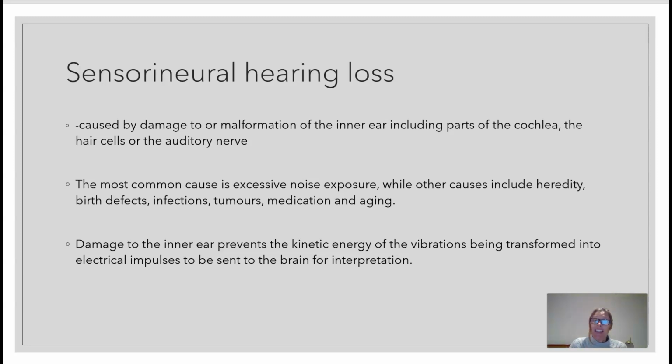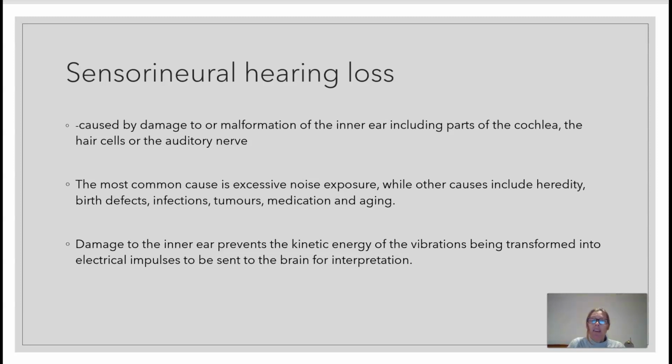So again, excessive noise exposure. There might be some causes like hereditary. It might be that it's a family history of hearing loss. It can be birth defects. So some babies are actually born without any hearing.